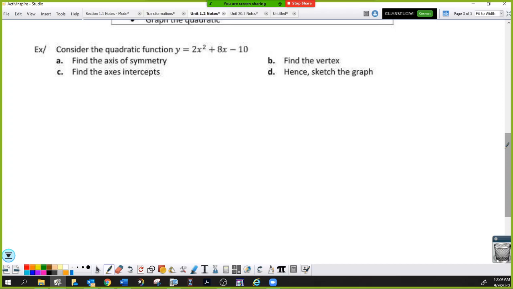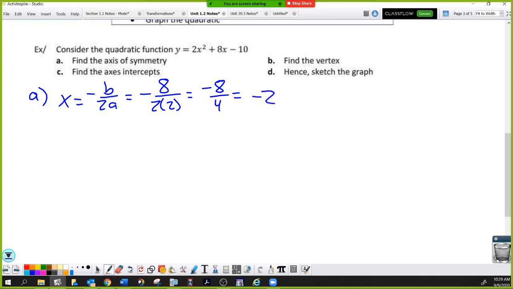So let's find the axis of symmetry. X equals negative b over 2a. So that's negative 8 over 2 times 2. So our axis of symmetry is at x equals negative 2. That's the x value of our vertex. Well, part B says find the vertex. So if you want to know the y value, you just plug it in.